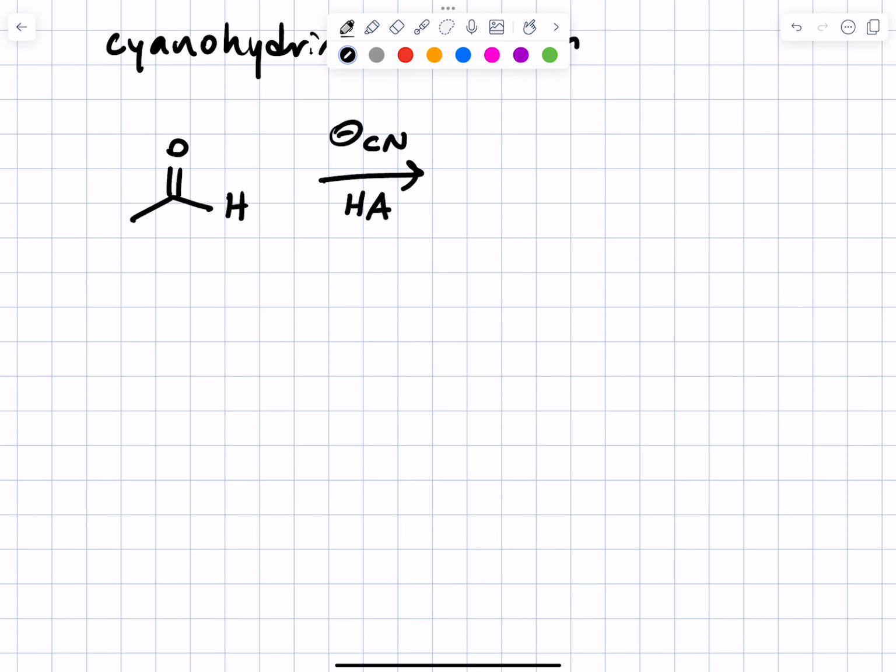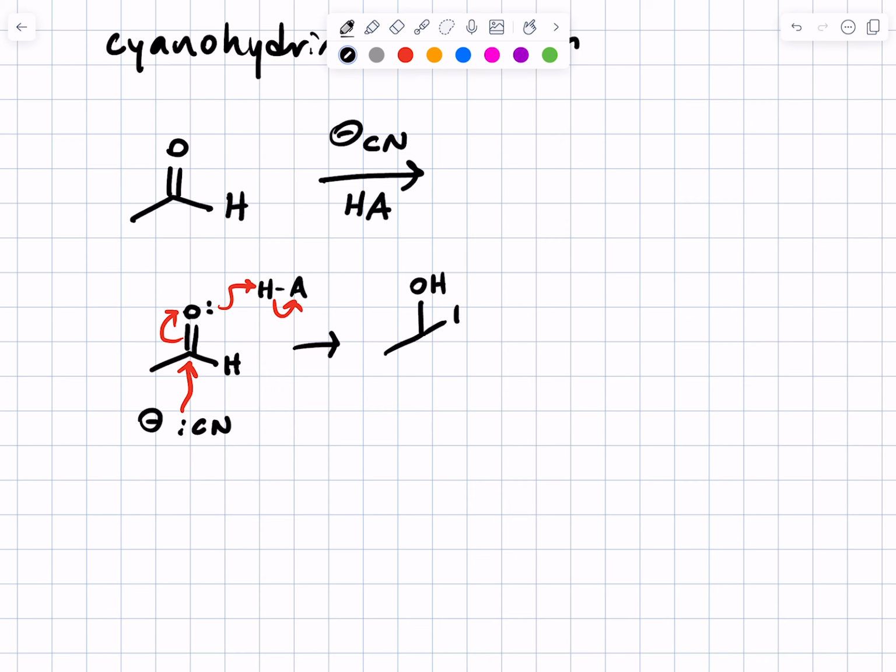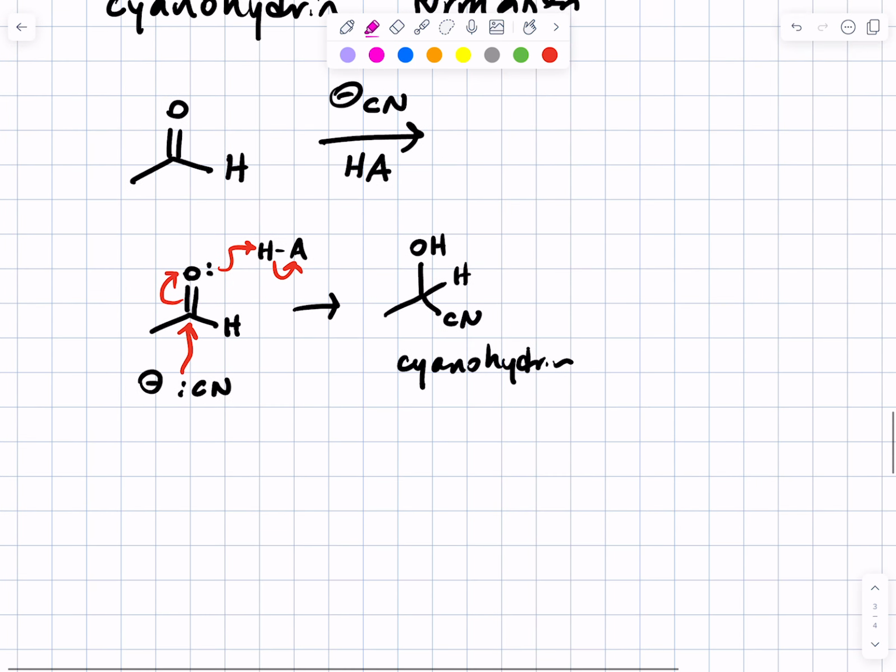Likely what has to happen, your text shows a mechanism that's probably a little bit different than I will show. What I'm doing is adapting the mechanism I showed for imine formation. Likely the cyanide nucleophile attacks as you're breaking the pi bond, as you're removing a proton from whatever acid proton source you have. And the product you make is this. It's called a cyanohydrin.